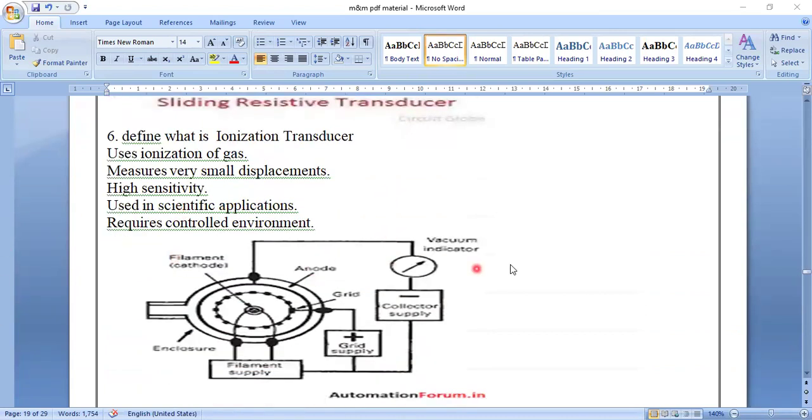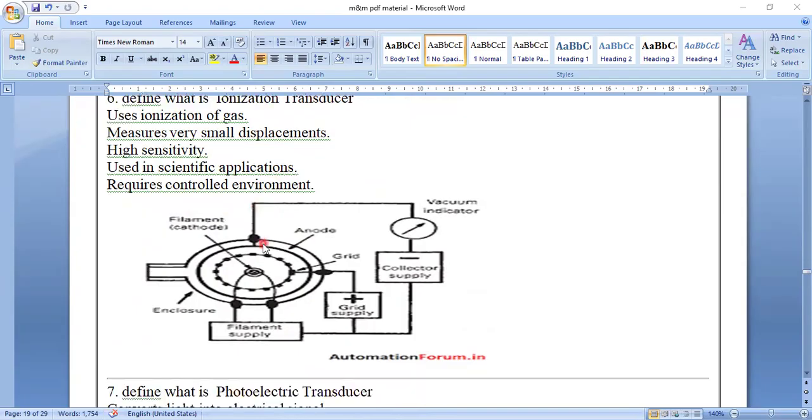Next, sixth question: define what is an ionization transducer. What do you mean by an ionization transducer? It uses ionization of a gas. Ionization gas is made to flow in this area. It measures very, very small displacements, even smaller than electrical capacitance transducers measure. High sensitivity, used in scientific applications, requires a controlled environment.